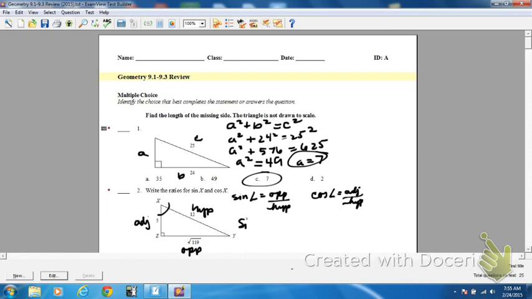I want the sine of x is opposite, which is square root of 119, over the hypotenuse, which is 12. And cosine of x is the adjacent side, so 5 over the hypotenuse, which is 12. So our answer is square root of 119 over 12 for sine and 5 over 12 for cosine, which is C.